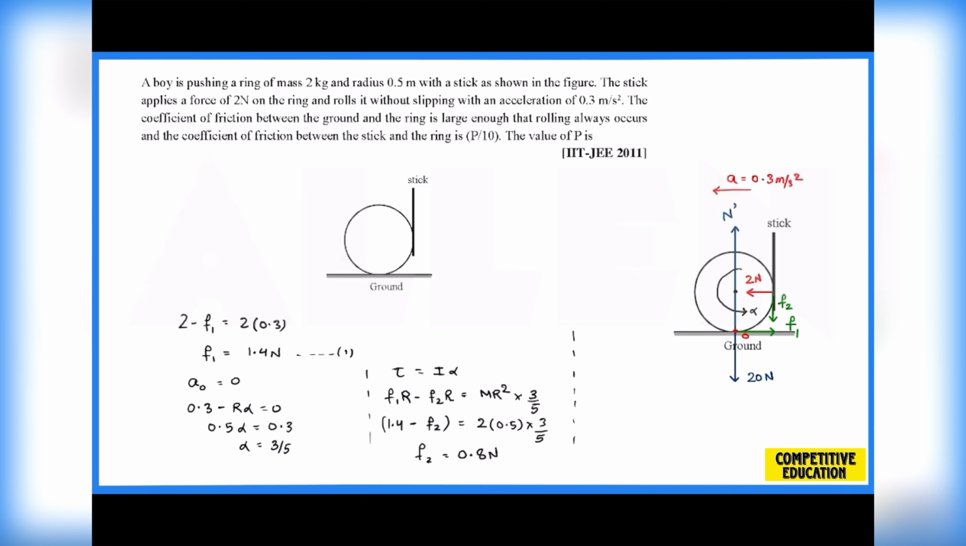If the directions that I have assumed are wrong, then my answer will come out negative, so there is no worry about it. And this ring is accelerating with an acceleration of 0.3 meter per second square in this direction over here. It is given in this question.